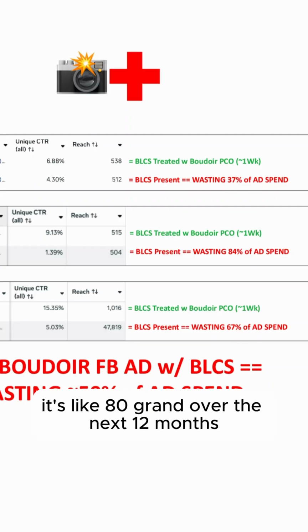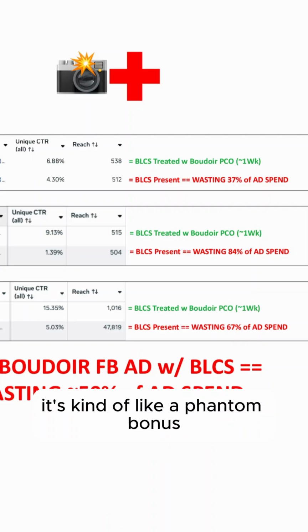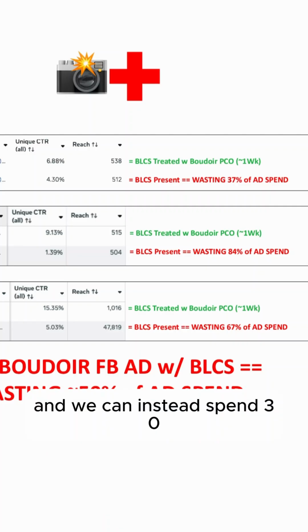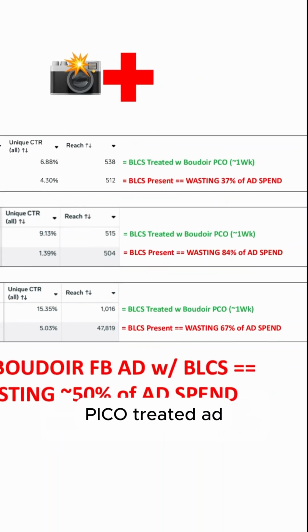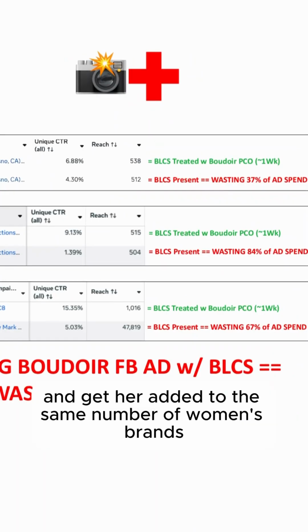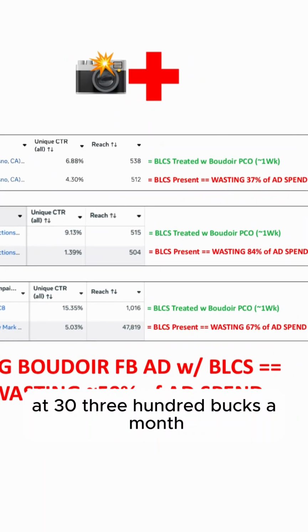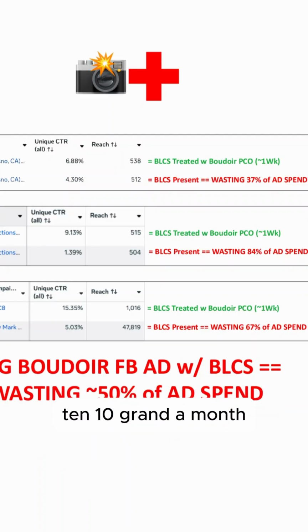It's like 80 grand over the next 12 months. It's kind of like a phantom bonus. And we can instead spend 3,300 bucks a month on the Boudoir Pico treated ad and get our ad into the same number of women's brains at 3,300 bucks a month as the original at 10 grand a month.